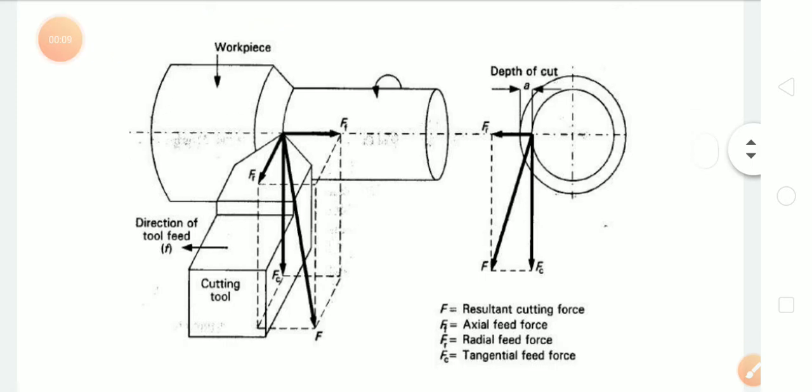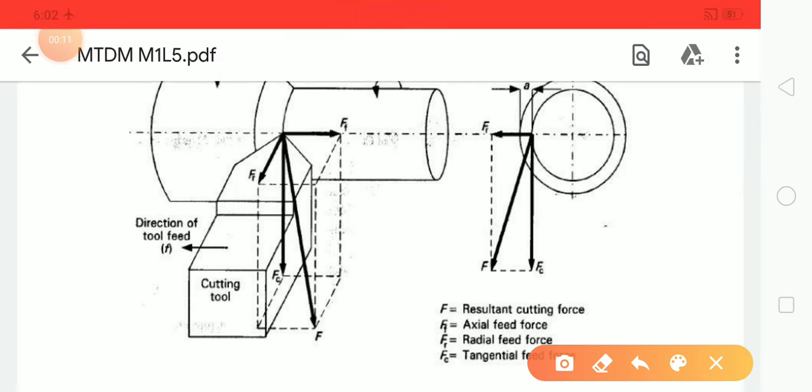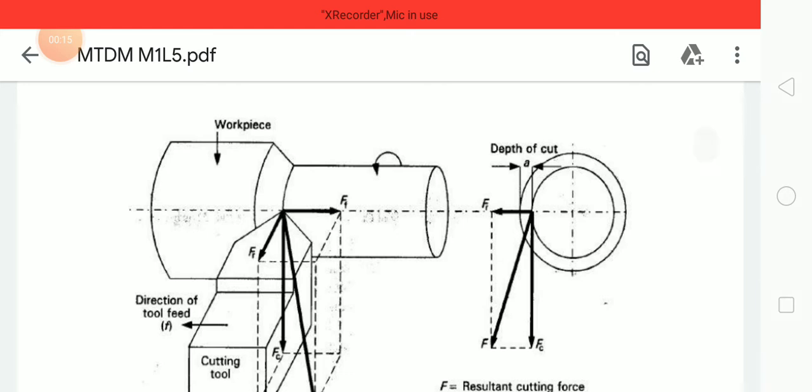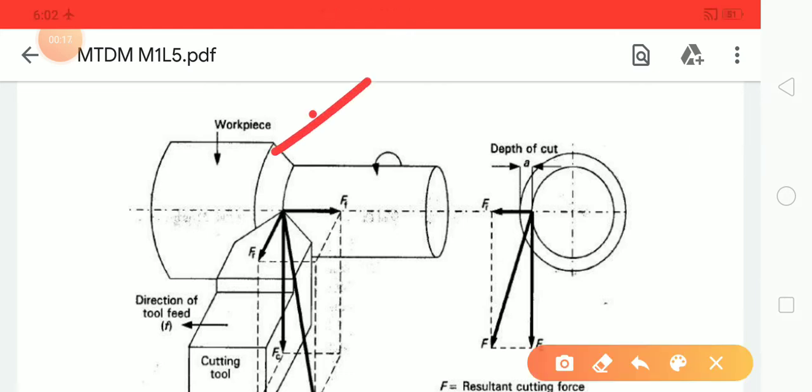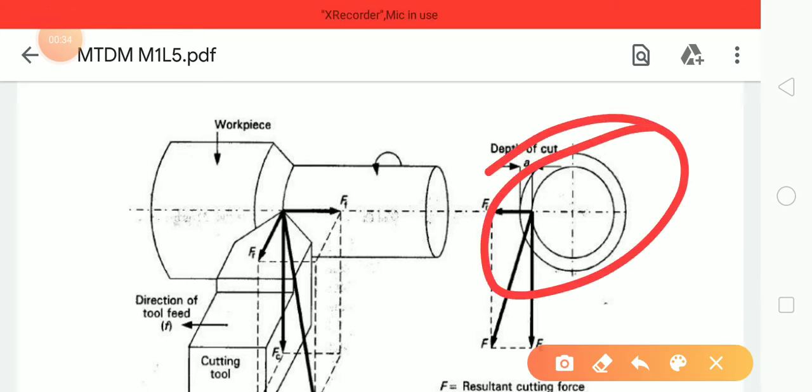I will go directly to the topic. Consider this is a workpiece, and the workpiece is fitted in a chuck. A chuck is a rotating mechanism, so the workpiece will be rotating in this direction. The direction is also shown in the figure, and this is the side view of the rotating workpiece.